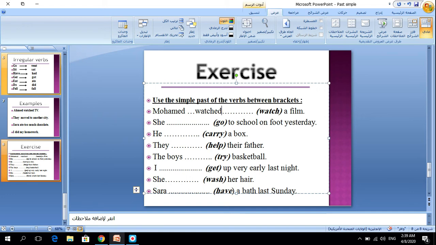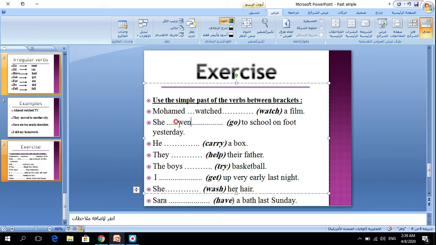The next one, she to school on foot yesterday. The verb go is an irregular verb. So the past form of go is, yes, exactly, it is went. She went to school on foot yesterday.